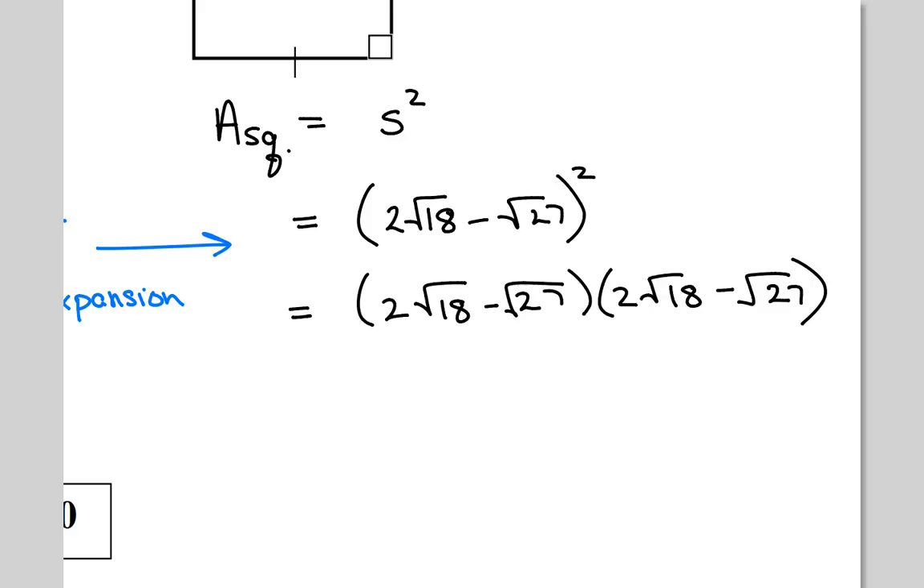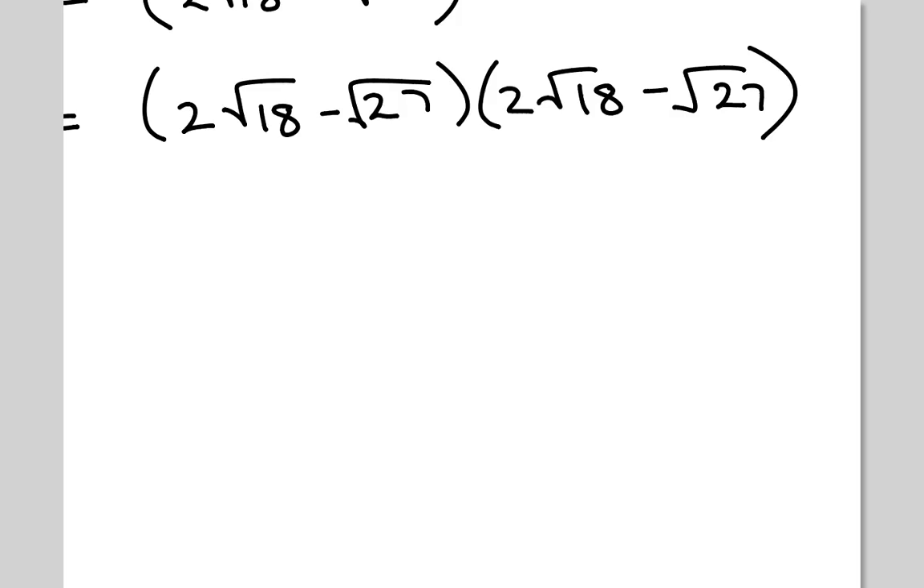All right, let's take a look. First distribution. 2 times 2 being 4, and then root 18 times root 18 is 18. And I'll use color to help you stay organized.